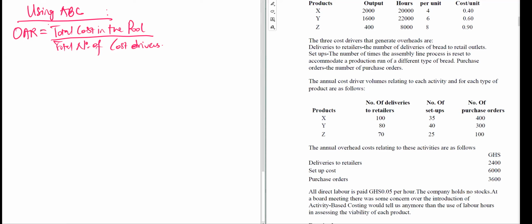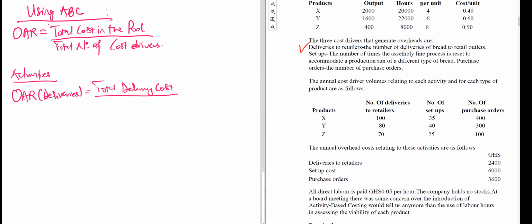How many activities did we have? Three. So we pick them one by one and do the OAR for them. The first OAR is for deliveries to retailers, right? So what does OAR become? The total delivery cost over what? What becomes the appropriate driver? The number of deliveries to retailers. So we use that as the driver, over the total number of deliveries, right? So what was our total number of deliveries that was done?